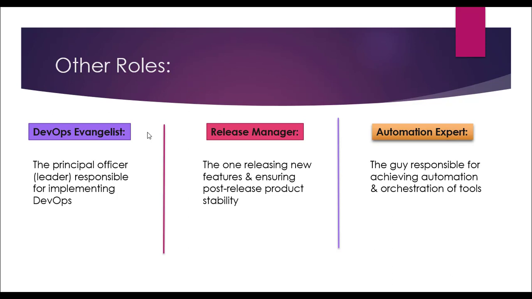Automation expert: this person is responsible for achieving automation and orchestration of tools. So basically, automating your entire process, trying to automate what is feasible. It's not that you can automate everything. Whatever is feasible and whatever is redundant is something this person can help you automate.